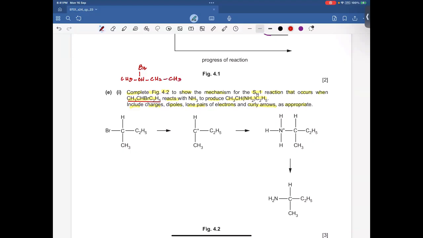Okay. So that's 2-bromobutane. By the way, carbon is less electronegative, so it has a slight positive charge. Bromine is more electronegative, so it has a slight negative charge. So first of all, we need to remove the bromide ion through heterolytic fission.